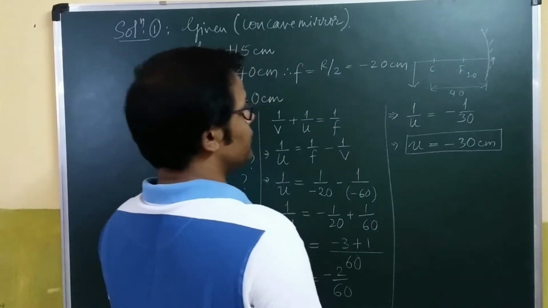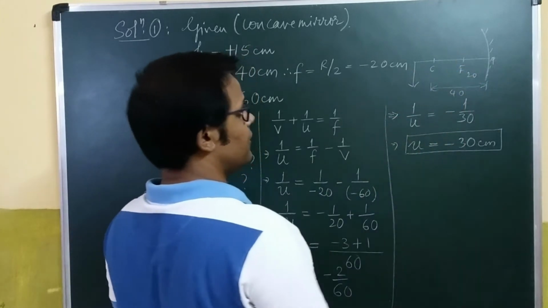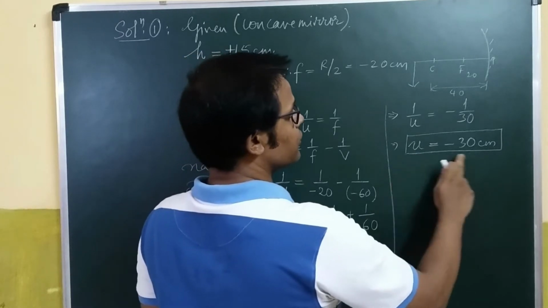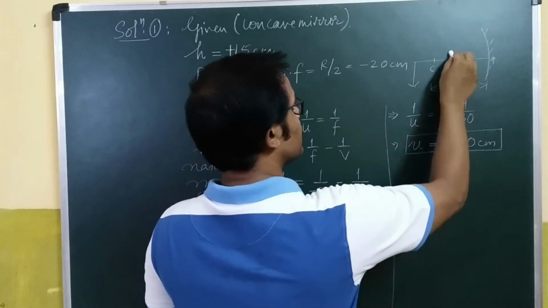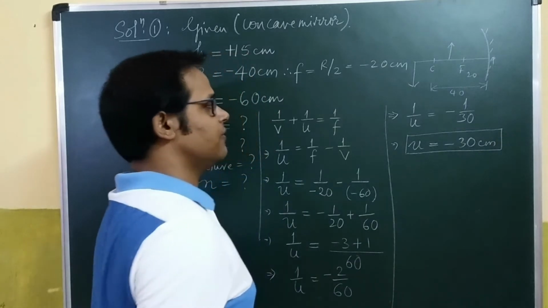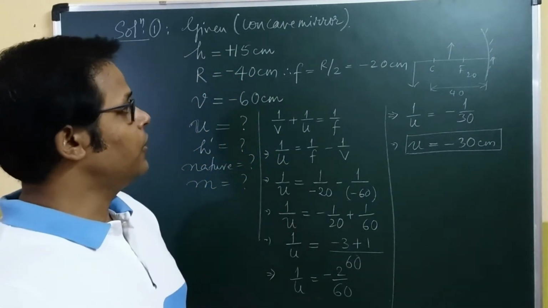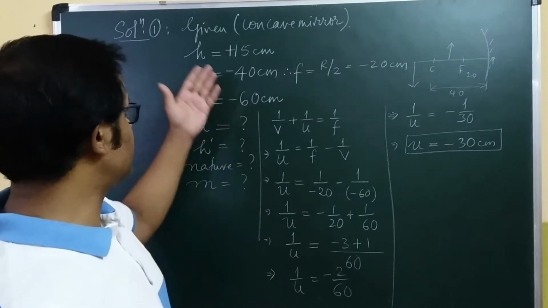So 20 centimeters, 40, 60 and everything like that. Okay, so you get u is equal to minus 30, absolutely correct. So the object has to be somewhere here. Alright. So everything is clear. What else do I need?